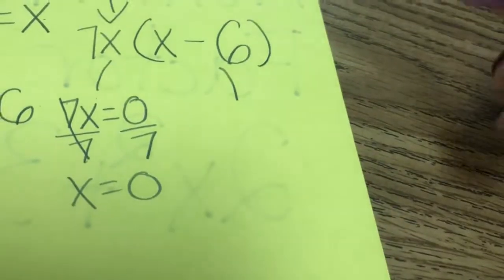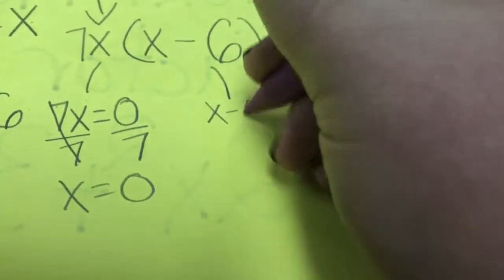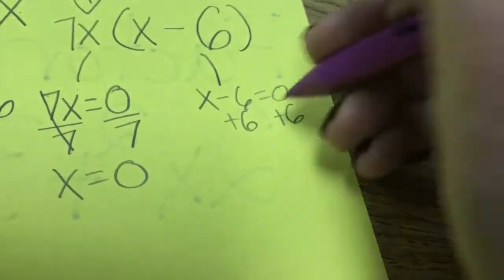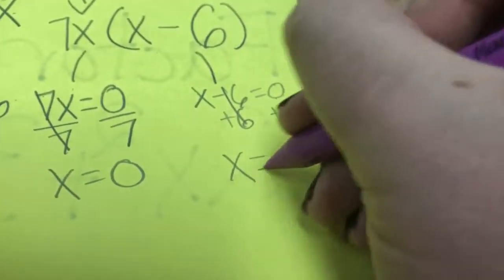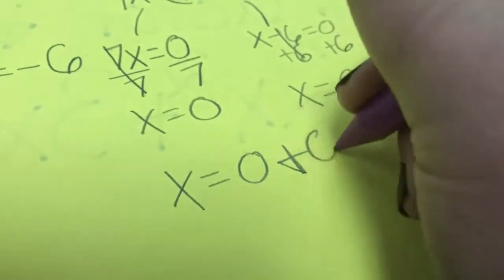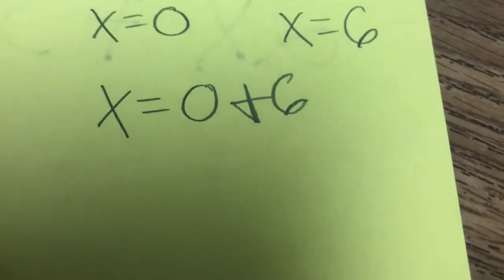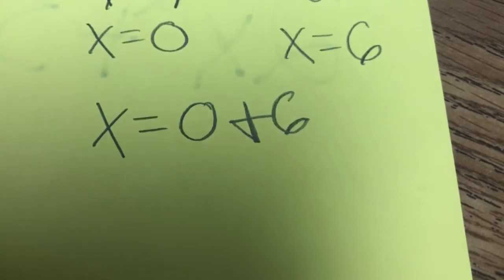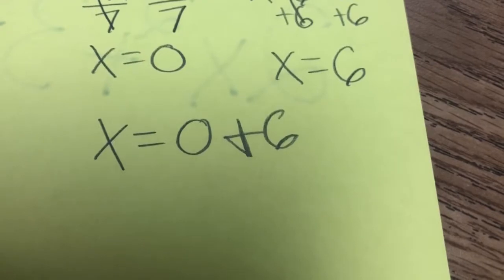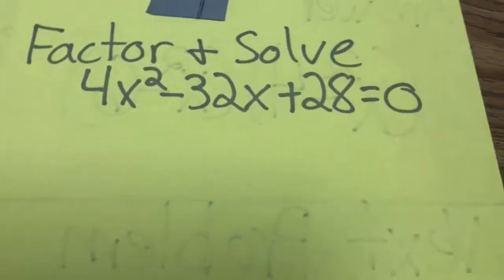So then our x minus 6, I want to set it up equal to 0. I'm going to add 6 to both sides. I'm left with x equals 6. So my solutions should have looked like x equals 0 and 6. That should have been my answer. And if you were following along in the scavenger hunt, this answer should have been found on top of this one.